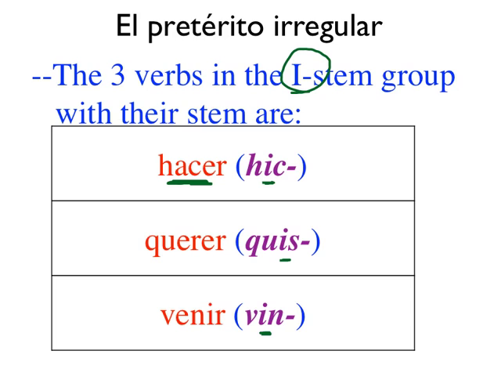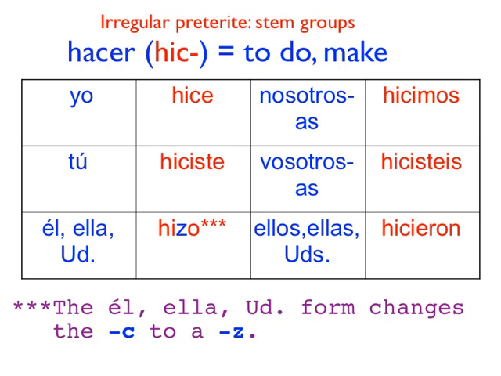Let's take a look. So the verb hacer, its stem is H-I-C, and of course it means to do or to make. Please make sure you put in parentheses on your notes, H-I-C, and then the meaning. That's what you're going to do for each verb that you see on your handout for your notes. So you're going to say, hice, hiciste, hizo, hicimos, hicistes, hicieron.